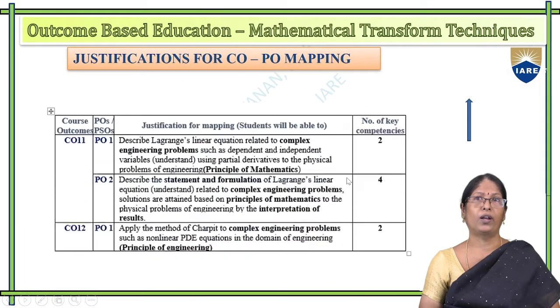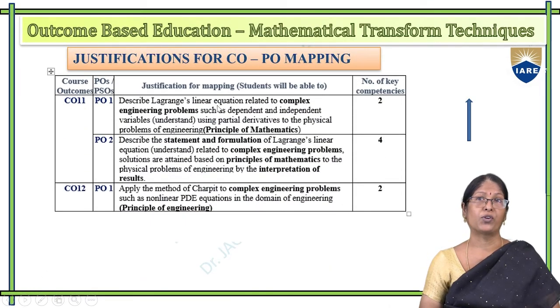The last one is the partial differential equation. CO11 is connected to our program outcomes 1 and 2, and here CO12 is connected to PO1. Here we can see it, that CO11 is connected to 1.